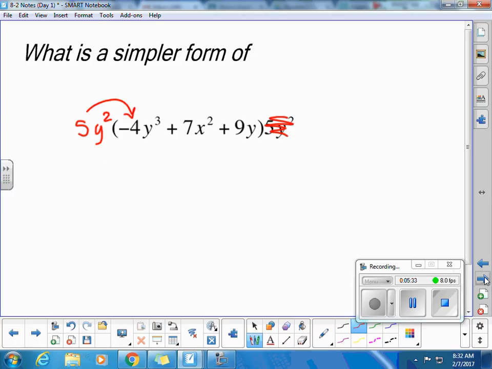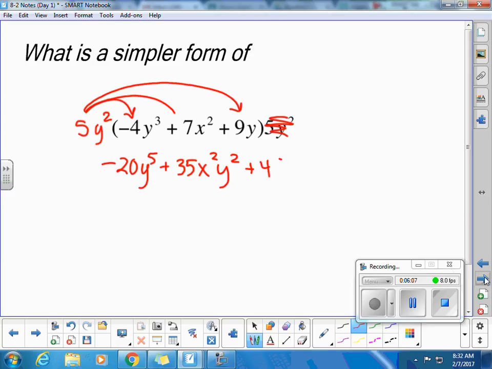Again, we just distribute negative 4 times 5, 20, y to the 2nd times y to the 3rd, it's y to the 5th. 5 times 7 is positive 35. X squared times y squared is just x squared, y squared. I can't combine because the bases are different, so I don't need to add my exponents. They just say x squareds and y squareds, and usually in alphabetical order. And then 5y squared times 9y, 5 times 9 is 45. Y squared times y is y to the 3rd.